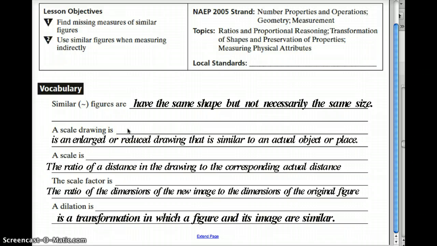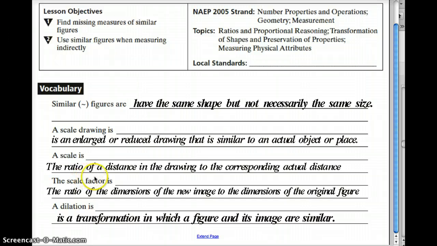Scale drawings are often similar figures. The actual to the real. A scale drawing is an enlarged or reduced drawing that is similar, again, that word similar comes into play here, similar to the actual object.